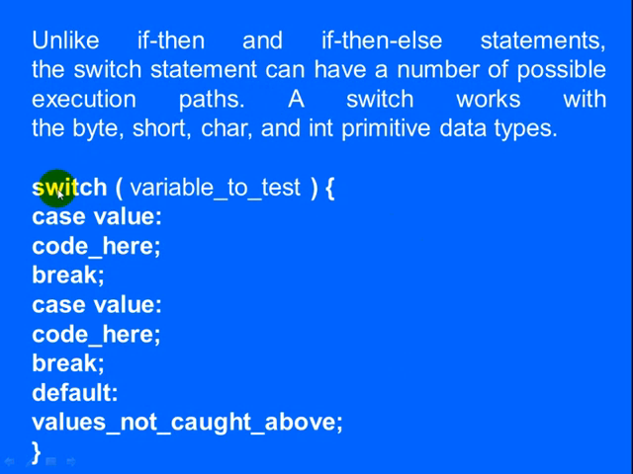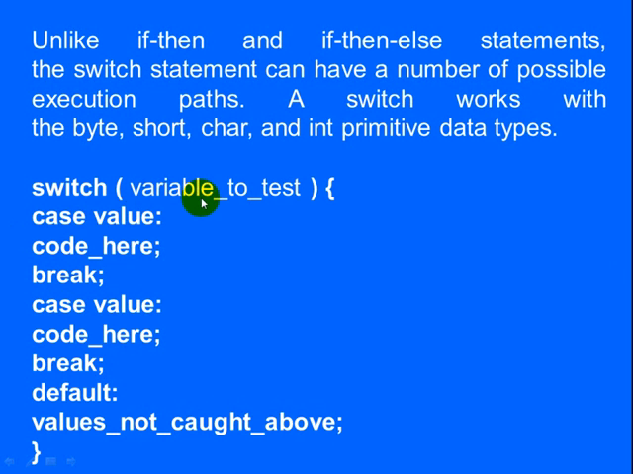Now the syntax of the switch statement says switch and the variable to test that we put within the parentheses, and here we have the body of the switch statement that we enclose within these curly braces. Now this variable is checked for equality with values that we put along with the case. If they are equal to each other, then the set of statements that we combine here, and we have the break statement.